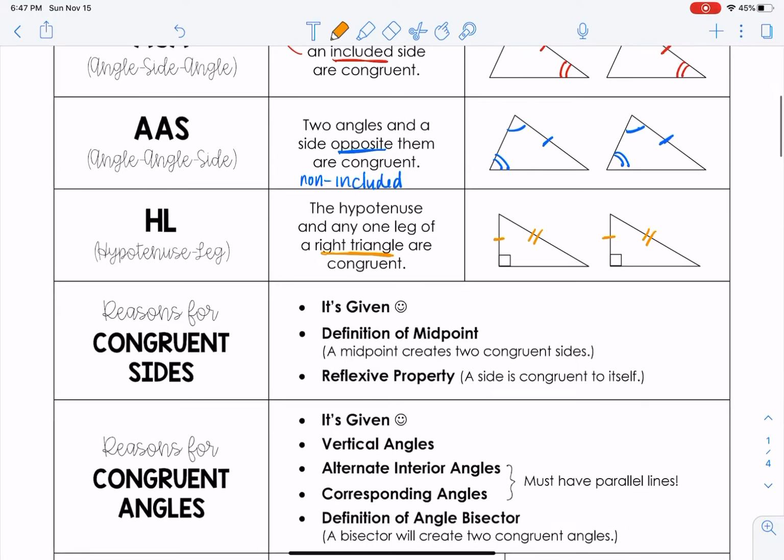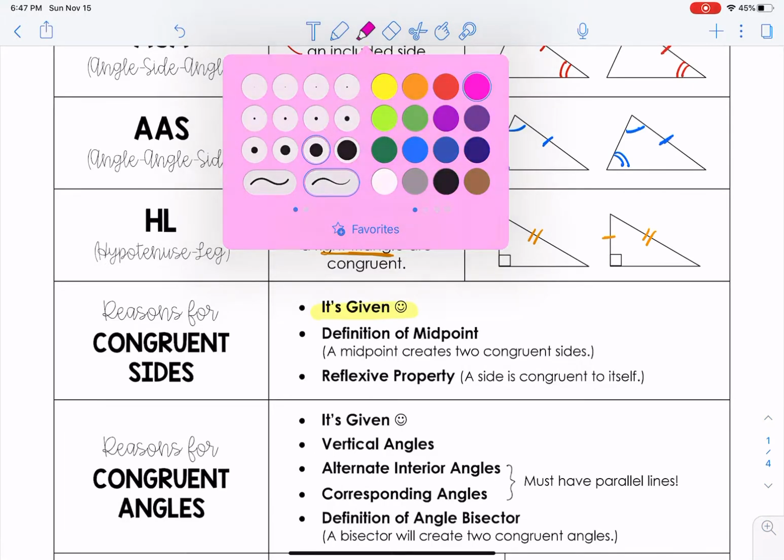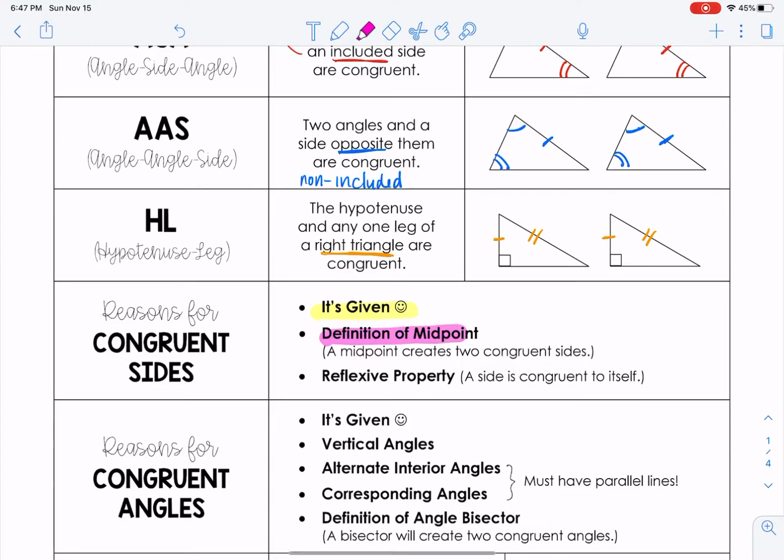Here are some reasons for congruent sides. It's given. That's the easiest one. Some of the other ones that we can use are the definition of a midpoint. It creates 2 congruent sides. So if I tell you that something is in the middle or the midpoint, you know that both pieces equal each other. And the last one is the reflexive property, means that a side is congruent to itself.